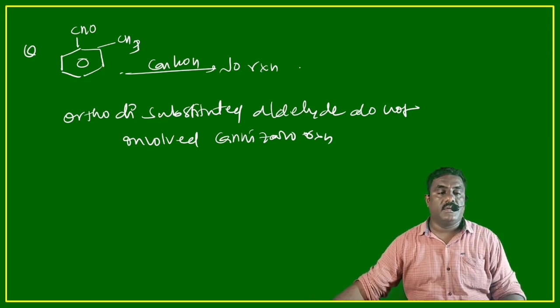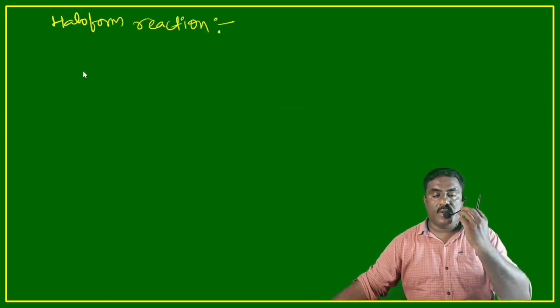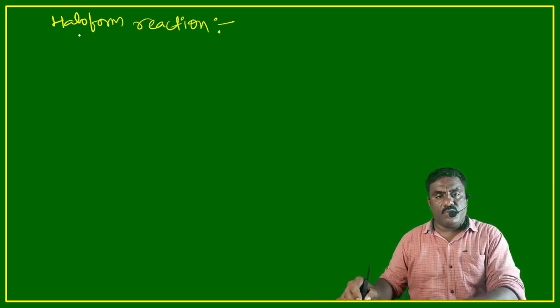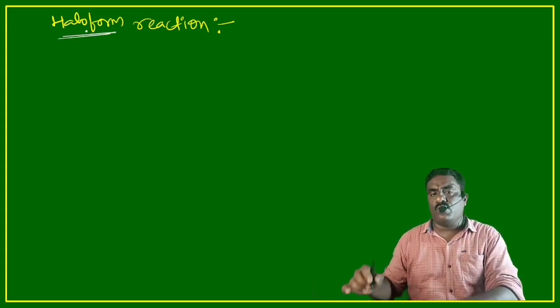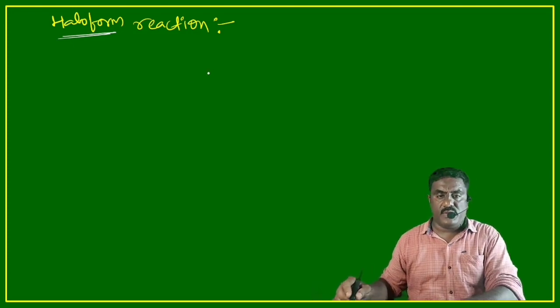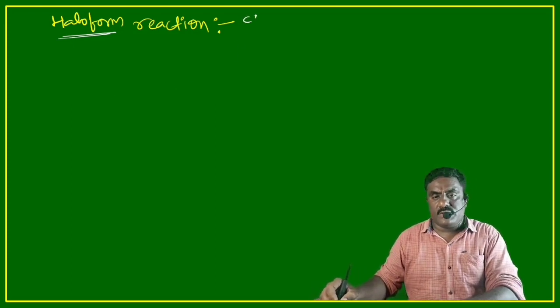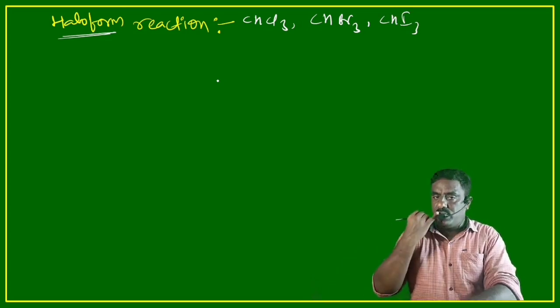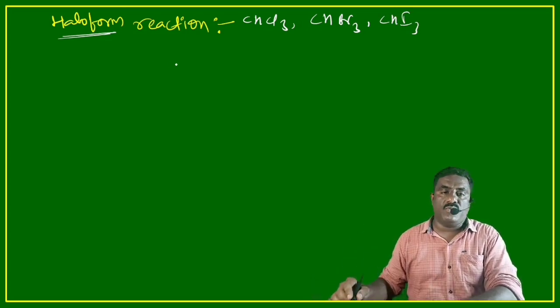Next is the haloform reaction. What is the haloform reaction? Haloform means chloroform, bromoform, iodoform. What is chloroform? CHCl3. What is bromoform? CHBr3. What is iodoform? CHI3.